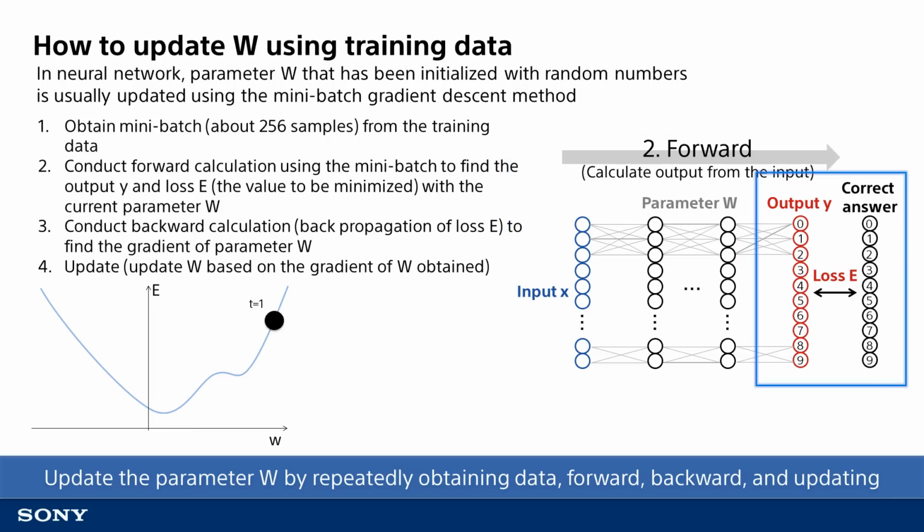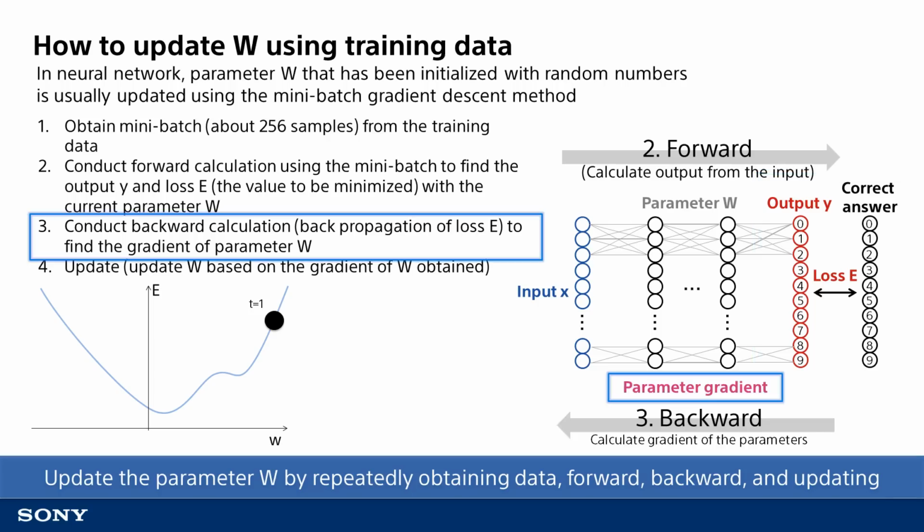Next, we compare the output from the neural network with the actual correct answer. Then we calculate the loss, namely the amount of deviation between the neural network output and the actual correct answer, and the degree to which classification is incorrect. This is the second step. In the third step, we use the loss value we just obtained to calculate the gradient of the parameter.